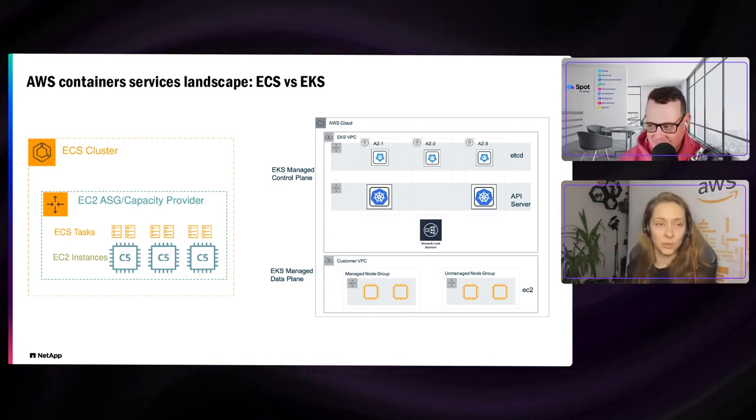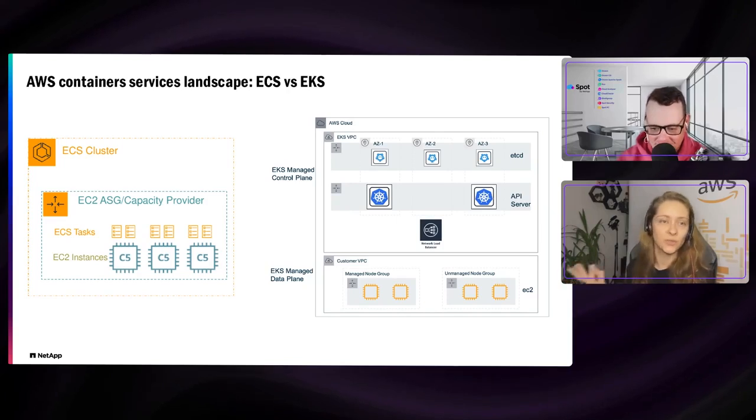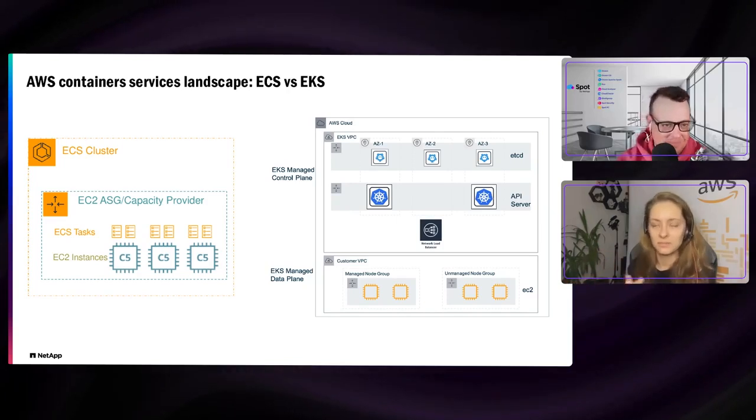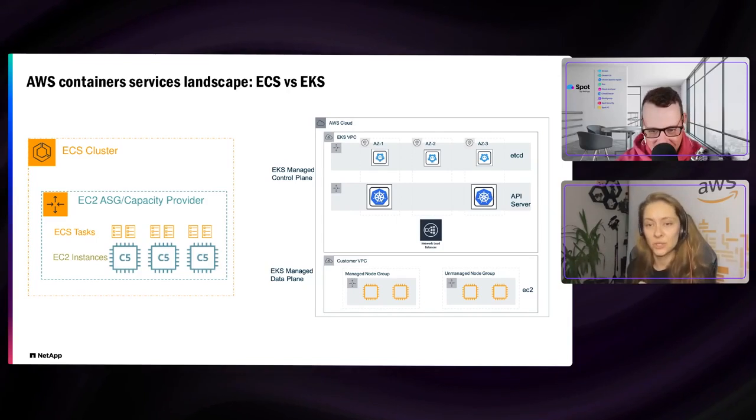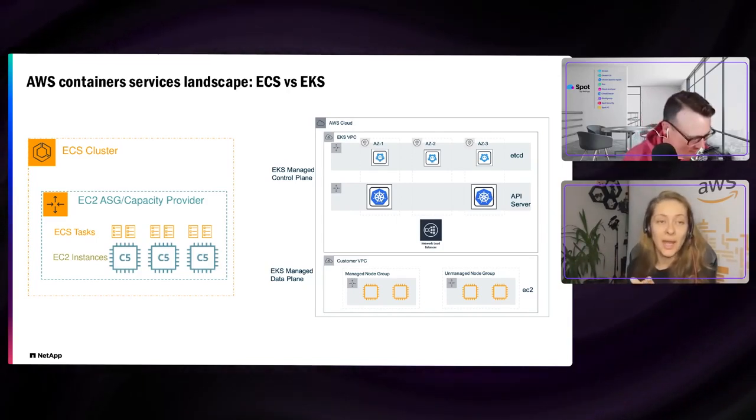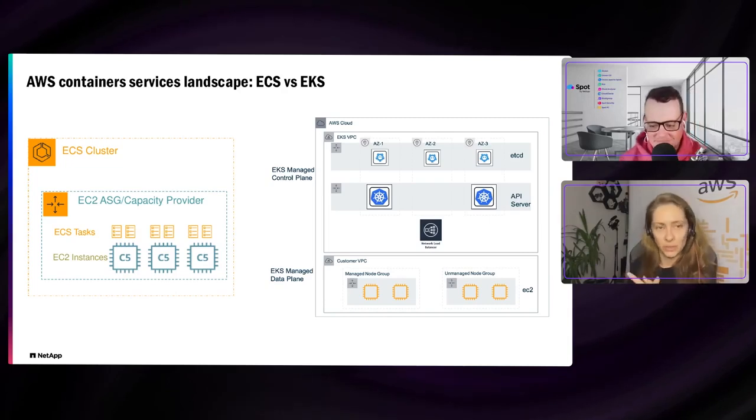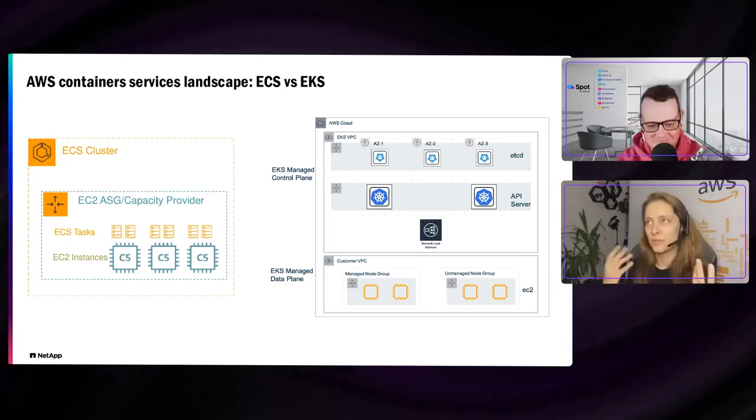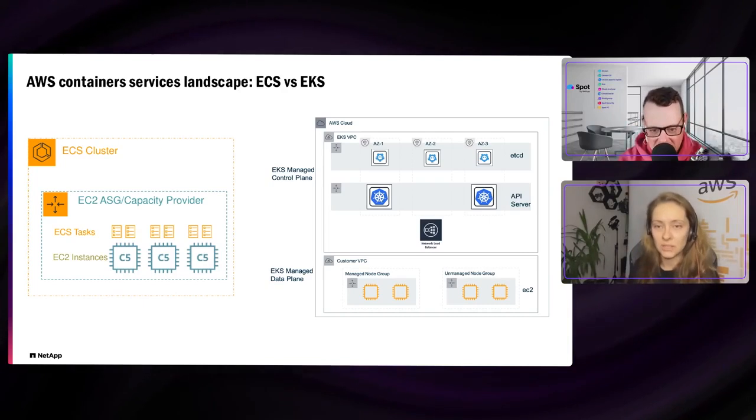You can either run it on EC2 instances or you can run it on Fargate. So Fargate is like a serverless version where you pay for the vCPU and memory that you provision. And with EC2, a lot of people are probably familiar with EC2. You just pay for the hours that you are running the EC2 instance.